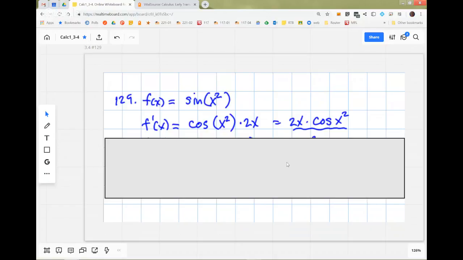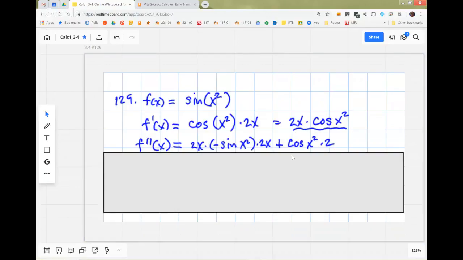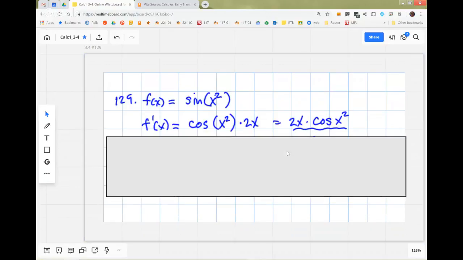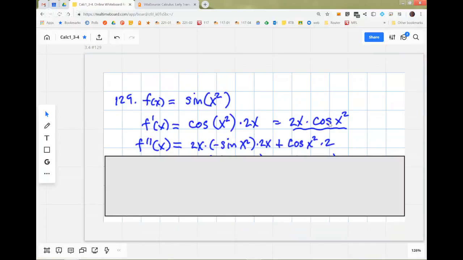So just rewriting that, the first derivative ends up at 2x cosine x squared. So that's the first derivative. Number 129 asks you to find also the second derivative. Okay, so now we need to use what?